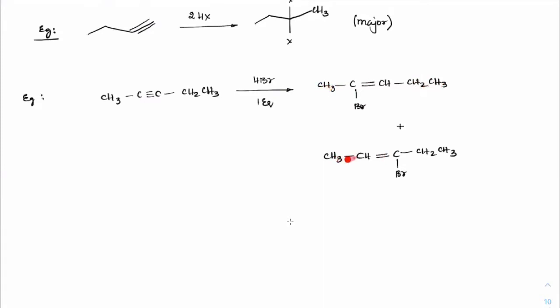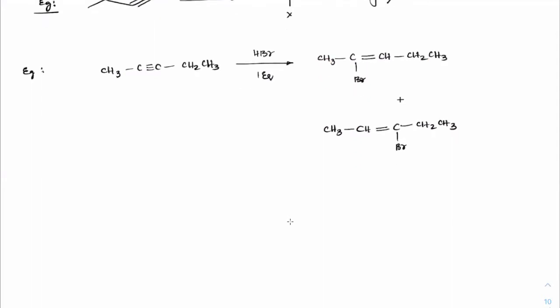Here also the same case: here methyl is supporting, here ethyl is supporting. So the tendency to form both of these products is the same, correct? So we can't exactly judge what percentages you will get. On top of that, it would come as an E or Z product also.